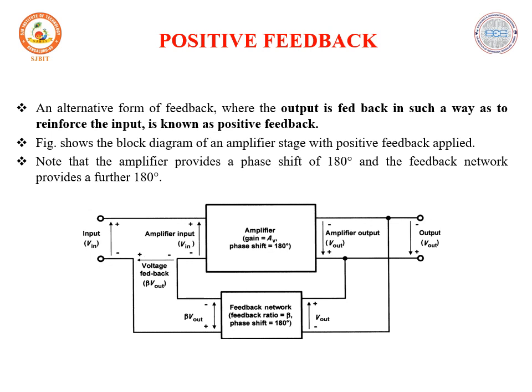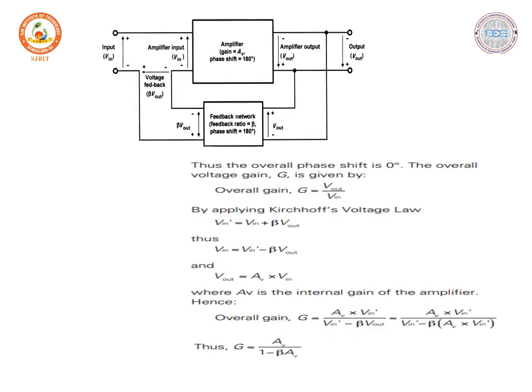So consider positive feedback. Positive feedback we are going to use in the oscillator. The alternative form of feedback, where the output is fed back in such a way as to reinforce the input, is known as positive feedback. So we are considering the block diagram of an amplifier stage with positive feedback applied. The amplifier phase shift is 180 degrees, and the feedback network provides another 180-degree phase shift.